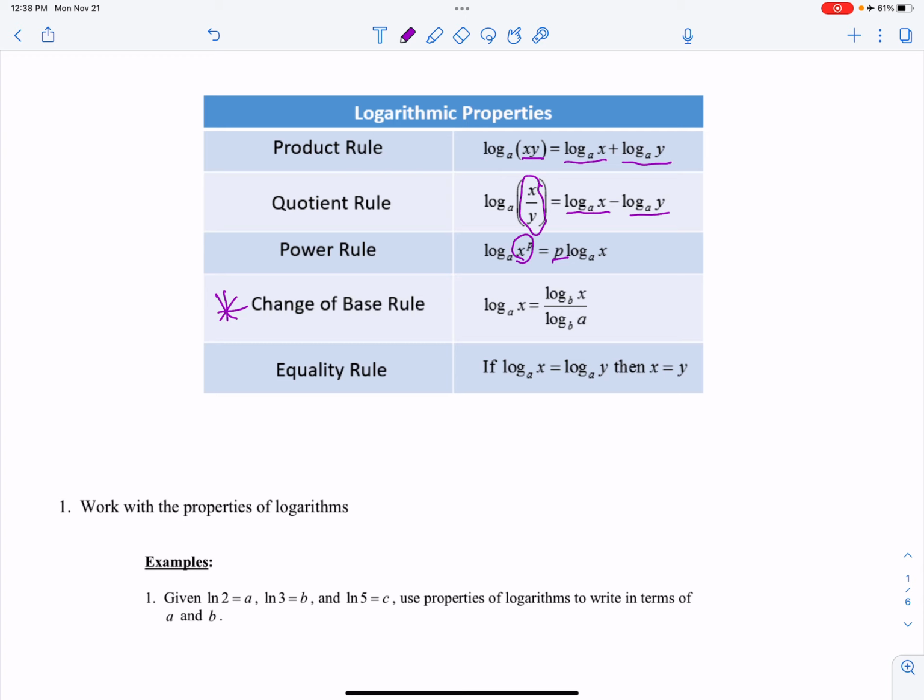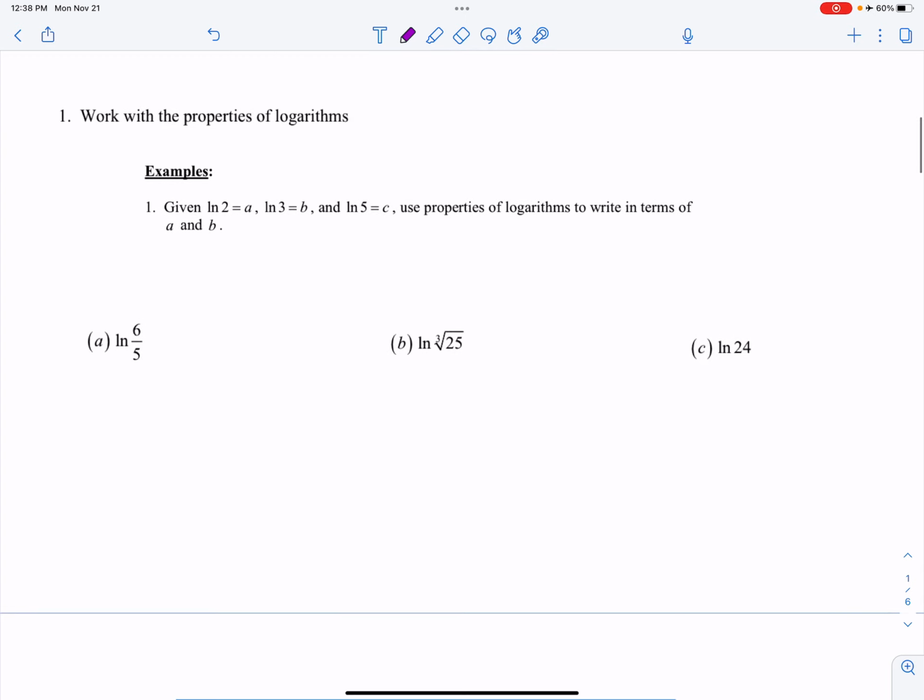And then we have the equality rule, where if we have log of one value equals the log of another value, notice that our bases are the same here, we're talking in the same base. If these are equal, then that must mean that the values themselves are also equal. Let's take a look at our first objective, work with the properties of logarithms. So we'll just jump right into an example to kind of apply these properties.